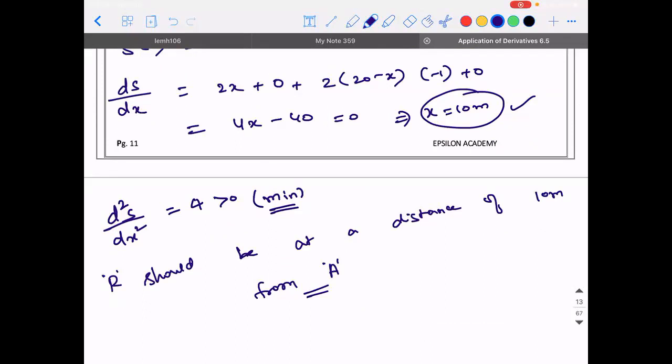So I have a doubt. Suppose this 10 meter was actually maximum, sir. Then what should we do? Then you can say there is no point which is at a maximum distance. See, always for distances, the maximum value is infinity. So they will not ask maximum. Okay, sir.